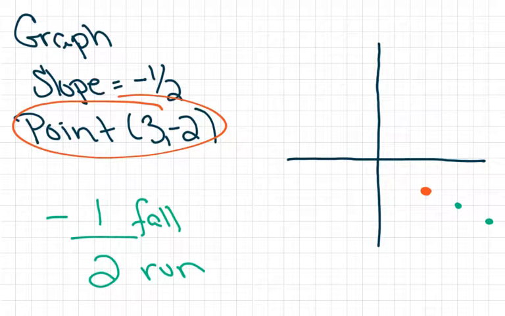Fall 1 and run 2. I've run out of room, so now I'm going to go backwards. I'm going to rise 1 and go back 2. Rise 1, go back 2. And I can put a bunch of dots on there. And again, I can play connect the dots.